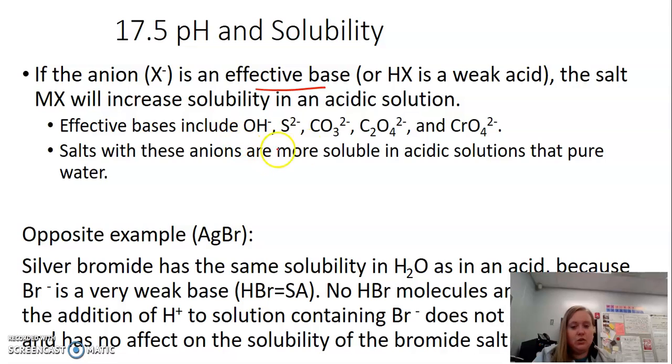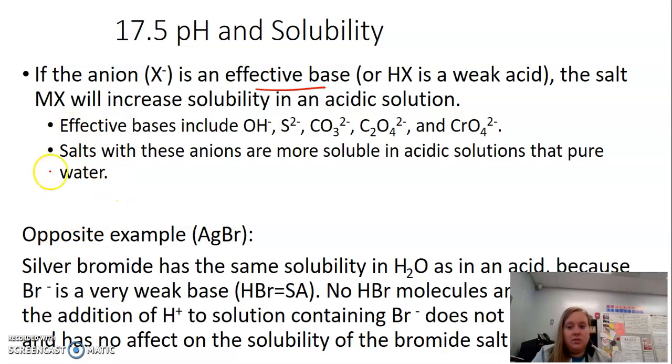So here are some examples. Hydroxide, sulfide, carbonate, oxalate, and chromate are all effective bases, because if you were to form an acid with any one of these ions, it's going to be a weak acid. These are not the only effective bases, but these are just some really common examples that you may see. And so salts made with these particular anions are going to be more soluble in an acidic solution than they would be in pure water.